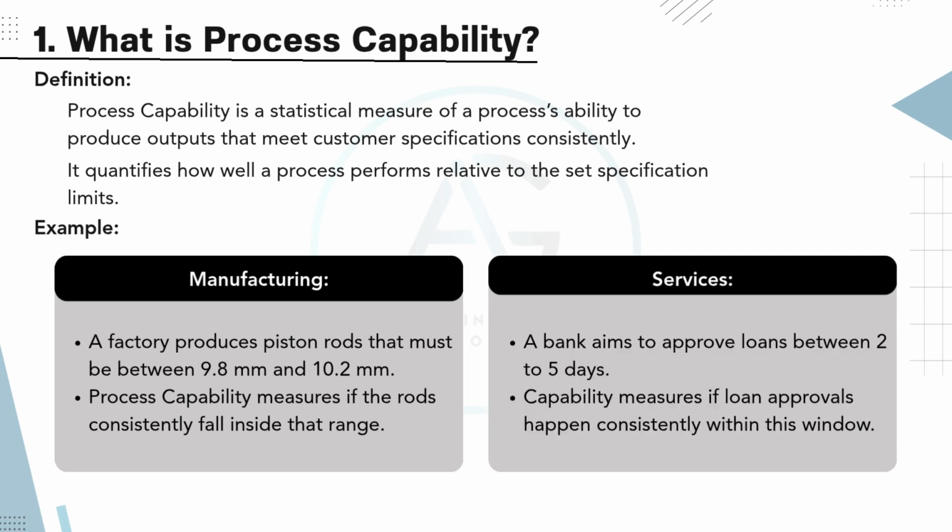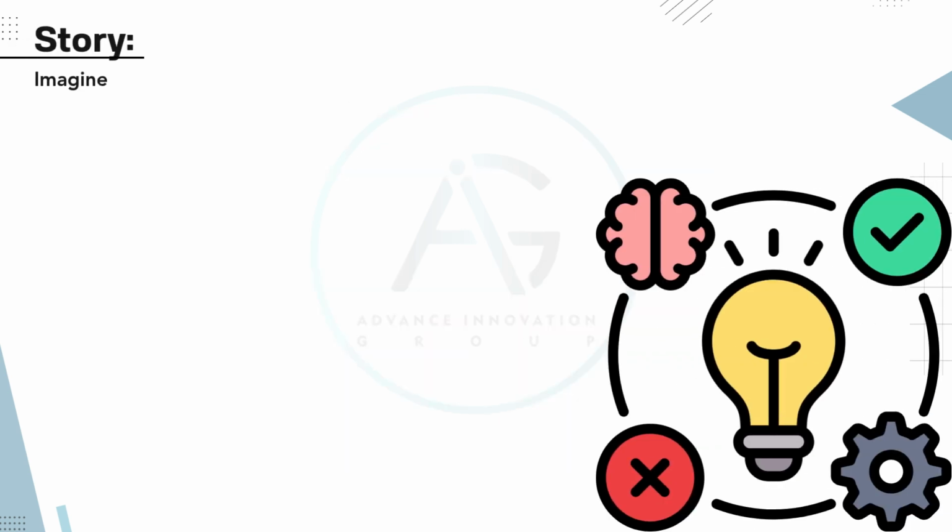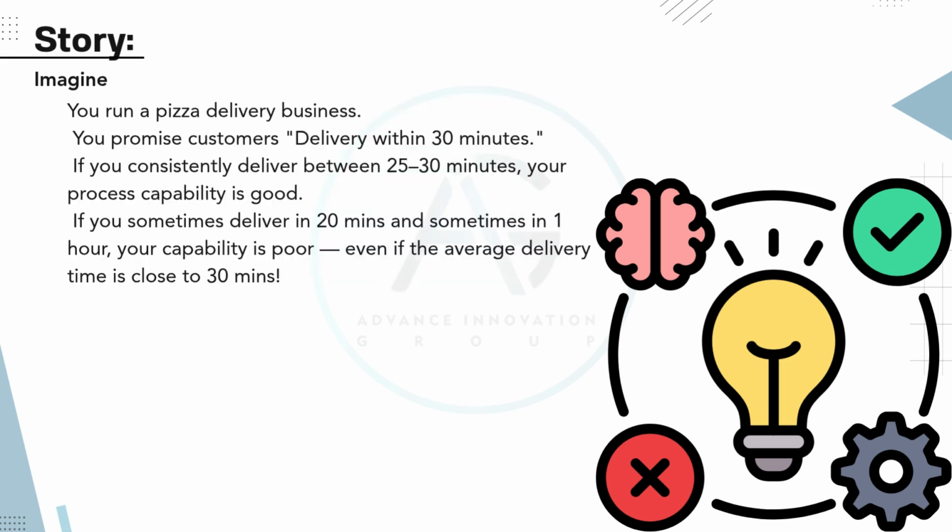Services. A bank aims to approve loans between 2 to 5 days. Capability measures if loan approvals happen consistently within this window. Story. Imagine you run a pizza delivery business. You promise customers delivery within 30 minutes. If you consistently deliver between 25 to 30 minutes, your process capability is good. If you sometimes deliver in 20 minutes and sometimes in 1 hour, your capability is poor, even if the average delivery time is close to 30 minutes.